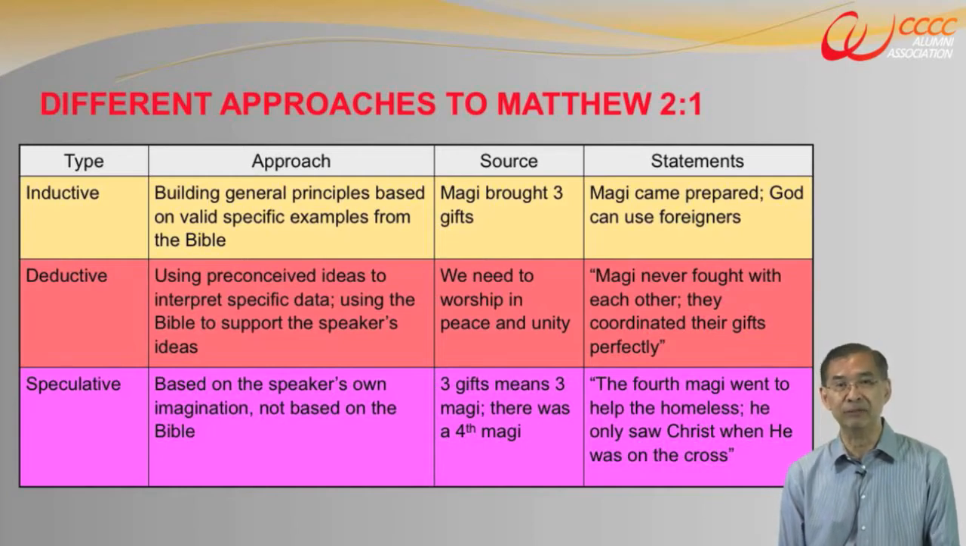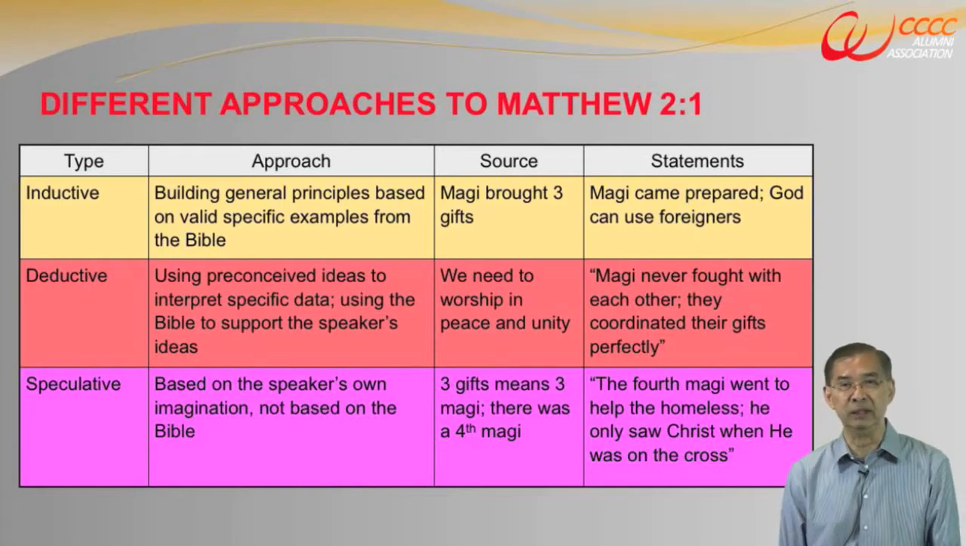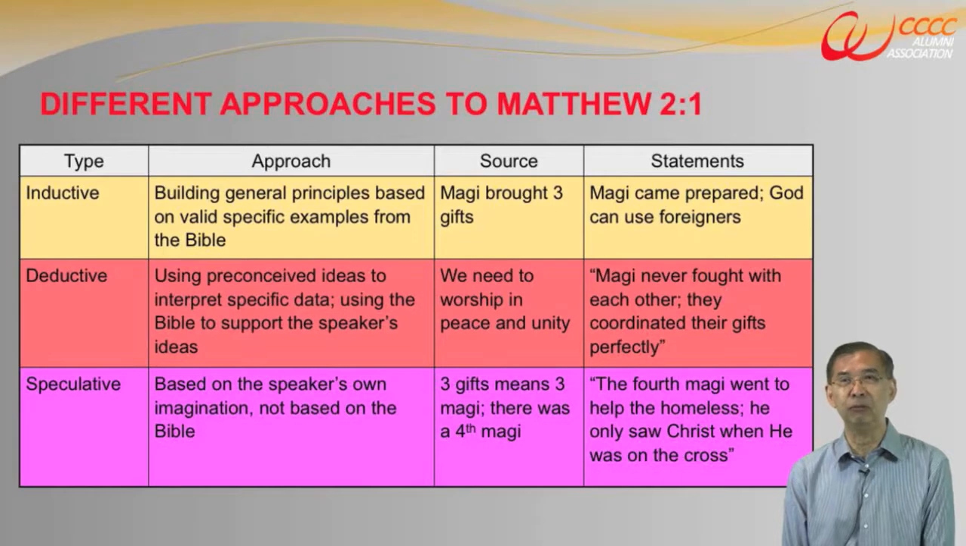They are the speculative group. They base it on the fact that the Bible says there are three kinds of gifts to mean that there are three magi, three wise men. And they say, well, three wise men, there's actually a fourth one.